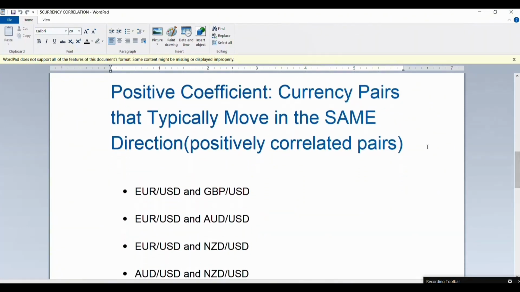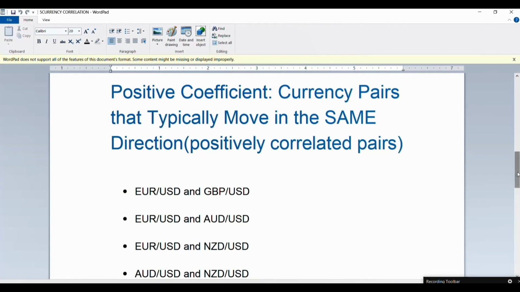Now, let's look at the positive coefficient. There is a measure. Currencies that move in the same direction are said to be positively correlated. And there's a measure for that. It is called a positive coefficient. There's a value. If it is +1, we say it has a positive coefficient. If it is -1, we say it has a negative coefficient.